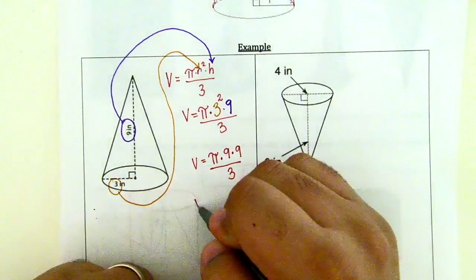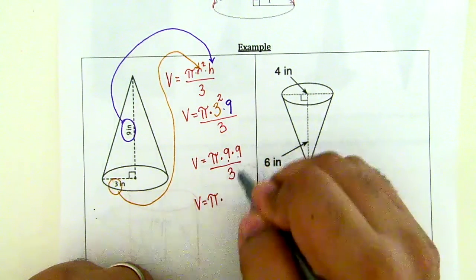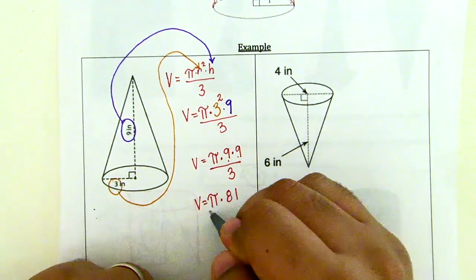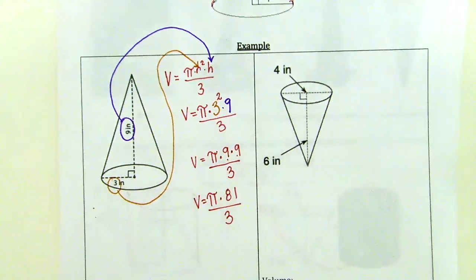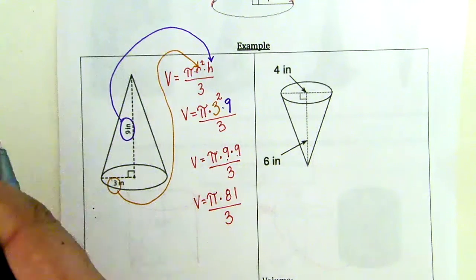Let's do one more step. V equals pi times 9 times 9, which I could say is 81, all of this divided by 3, right? Now, if you have your calculator sitting in front of you, what you can do is just put this all into your calculator in this order. I'm going to show you exactly what to do right here, okay?